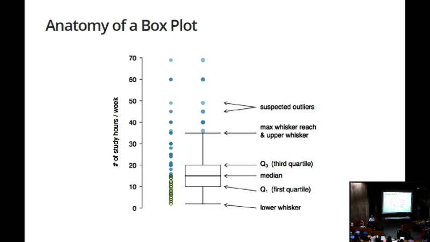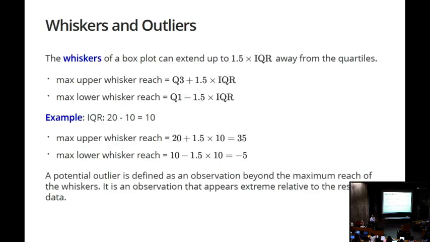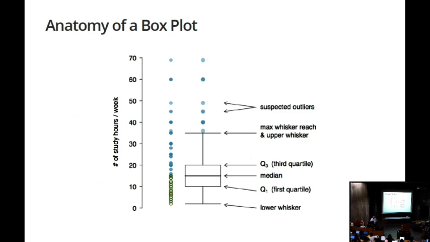So what are these whiskers, though? Where do they come from? Well, they are computed as being quartile 3 up 1.5 interquartile ranges, and quartile 1 down 1.5 interquartile ranges. So it's the height of the box times 1.5 on top of the box and on the bottom of the box. Let's just go back to the previous. So we take the height of the box, multiply it by 1.5, and stack it on top of the box, and we stack the same height of 1.5 on the bottom of the box.